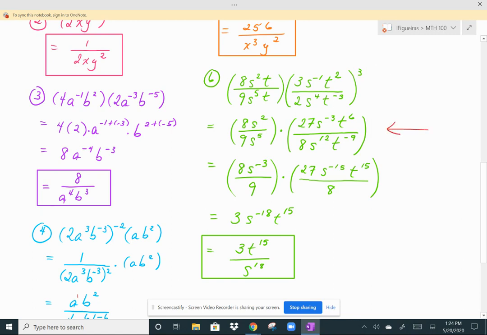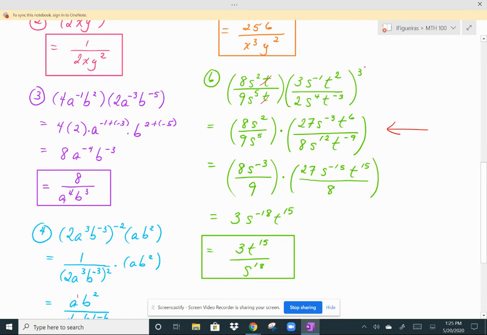So first let's talk about the first fraction. The only thing I did here is that I canceled the t's. Notice that I have a t and a t. I can just go ahead and get rid of that. So I just wrote 8s squared over 9s to the fifth, which we'll have to simplify more in the next line.